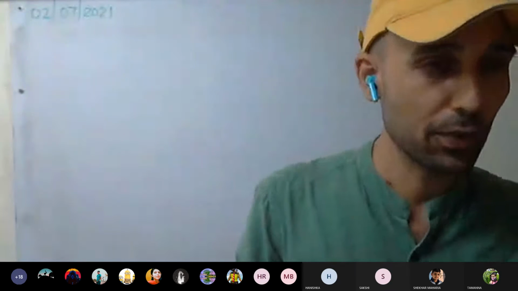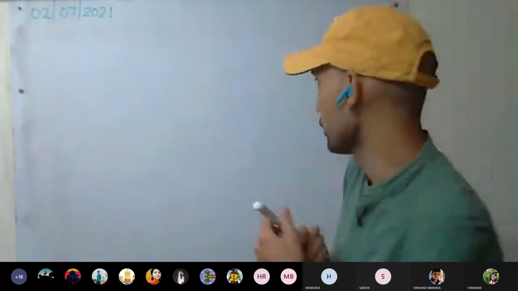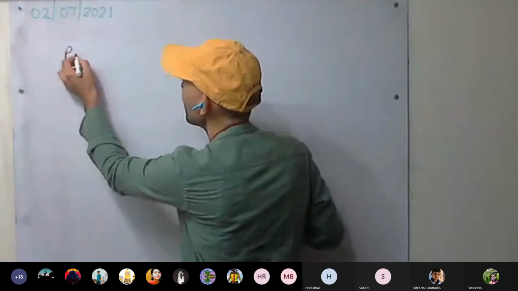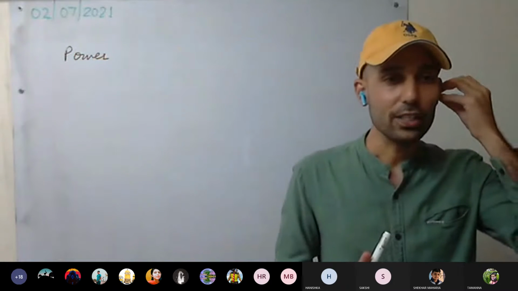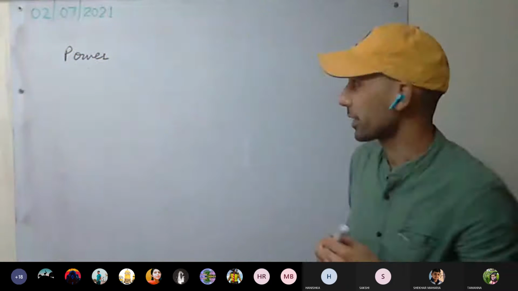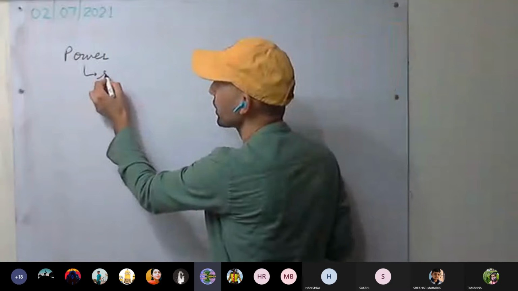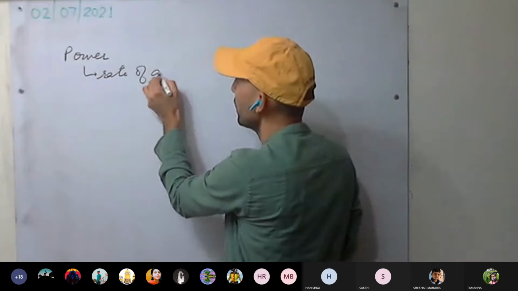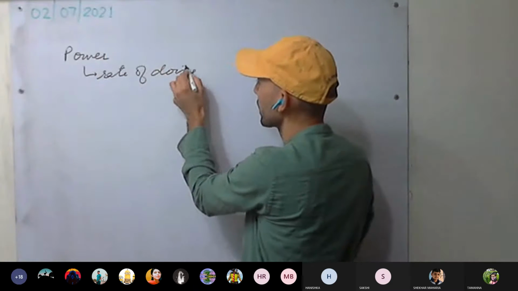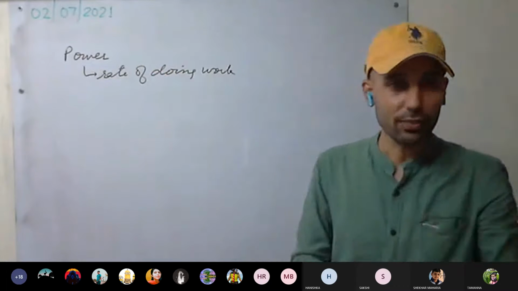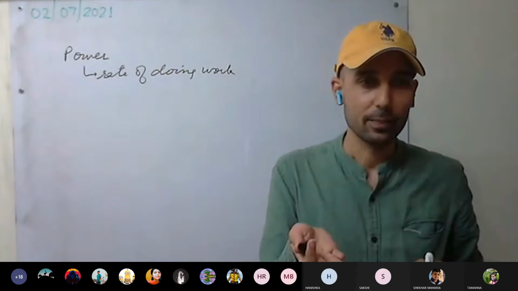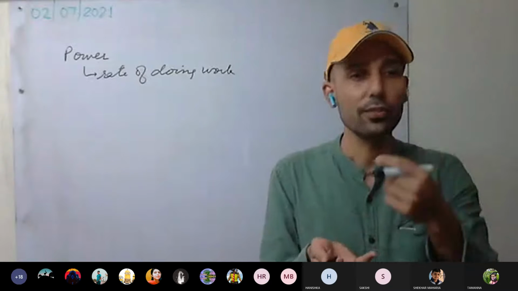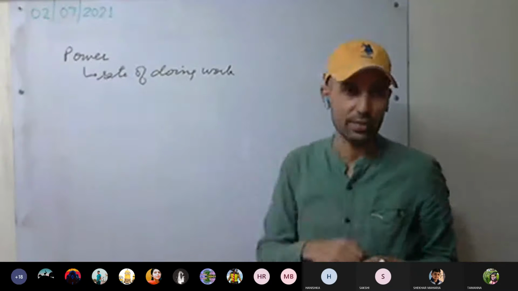Now we discuss something very important, a word we use in daily life: power. So how do we define power? Power is the rate of doing work. At what rate are we doing the work? That means how much work we are doing in 1 second. How much work we do in 1 second will define the power.